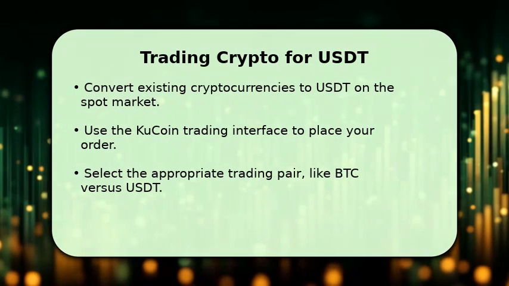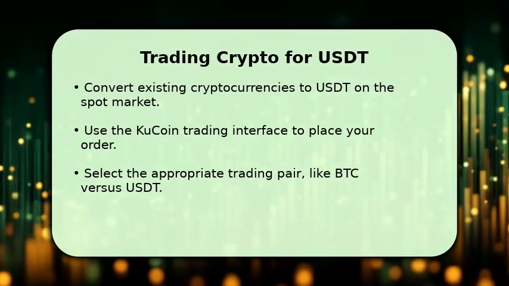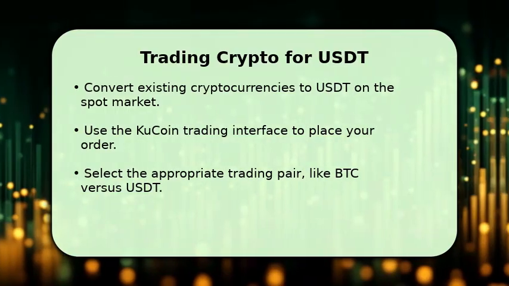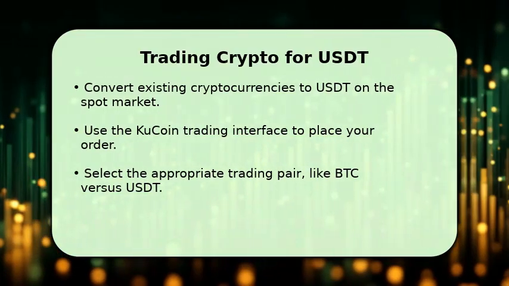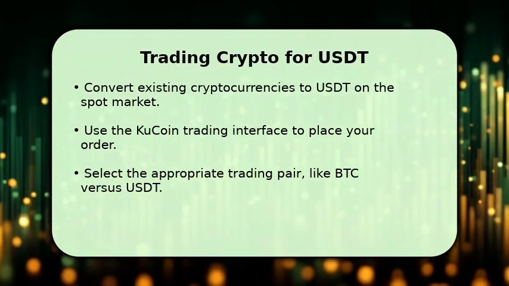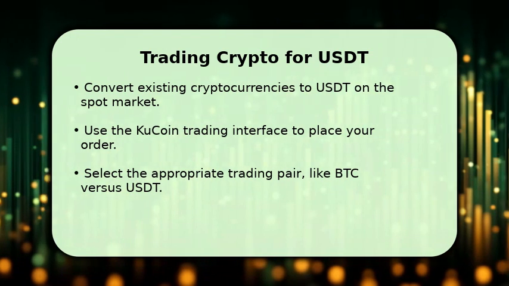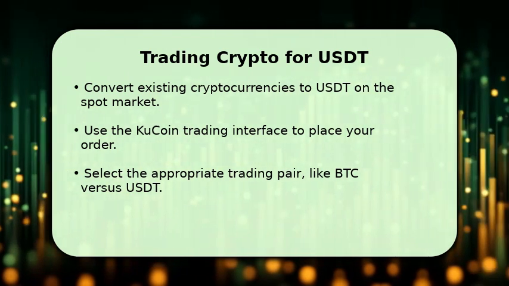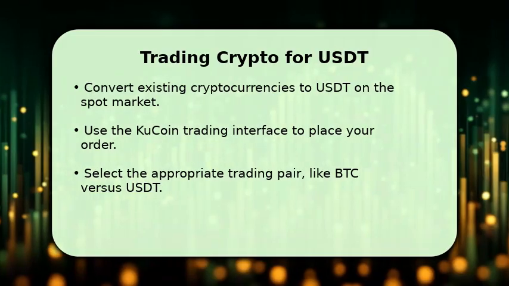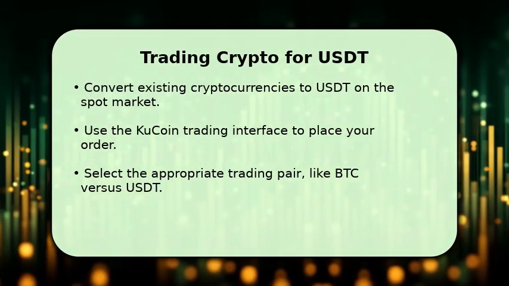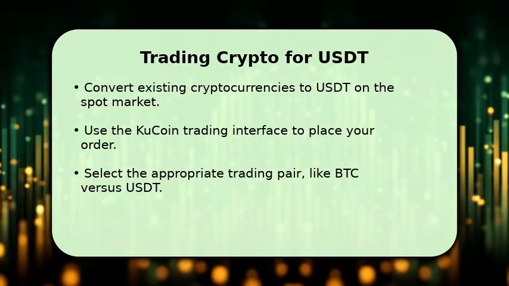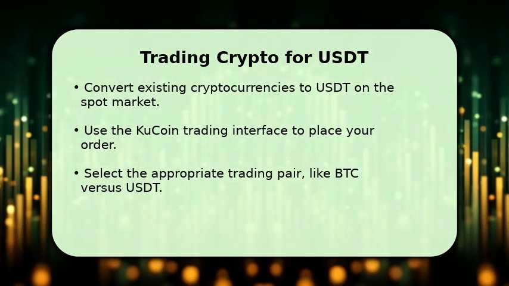If you already hold other cryptocurrencies, you can easily trade them for USD on KuCoin's spot market. Go to the trading interface and select the desired trading pair, such as Ethereum versus USD. You can place a market order for immediate execution at the current price, or a limit order to buy USD when it reaches a specific price point.